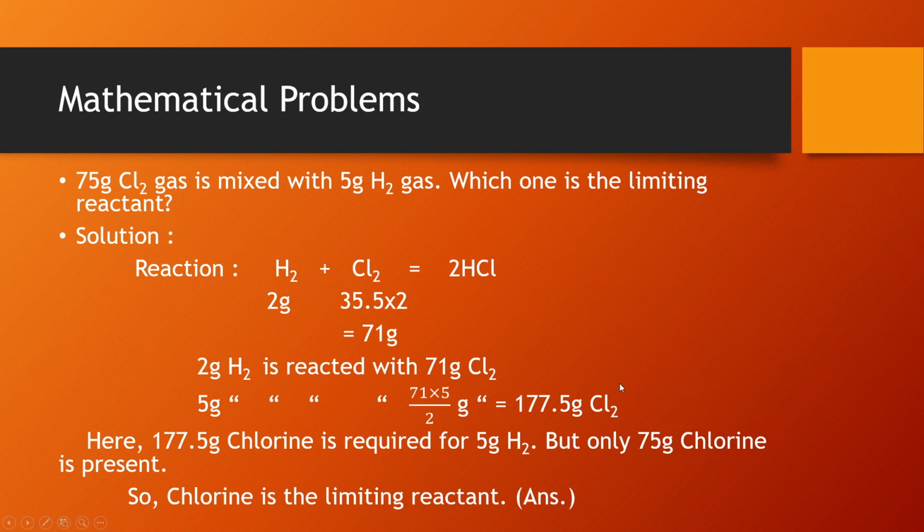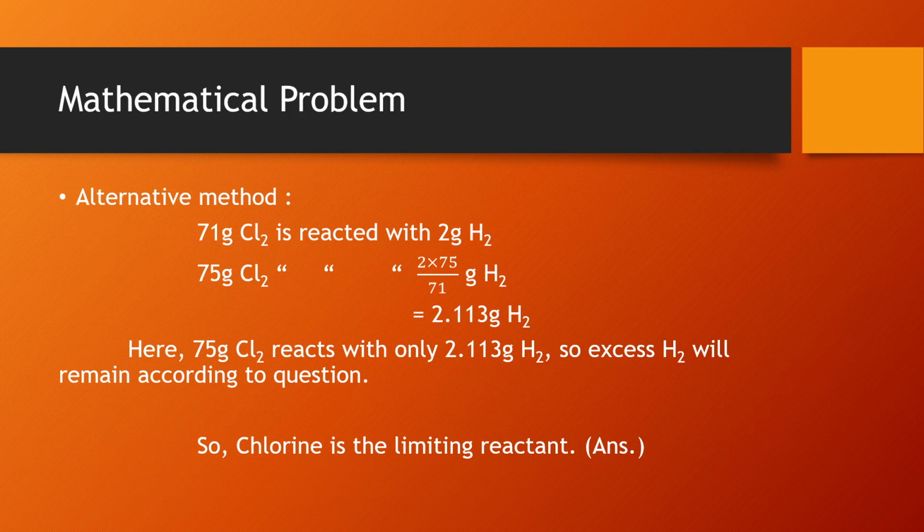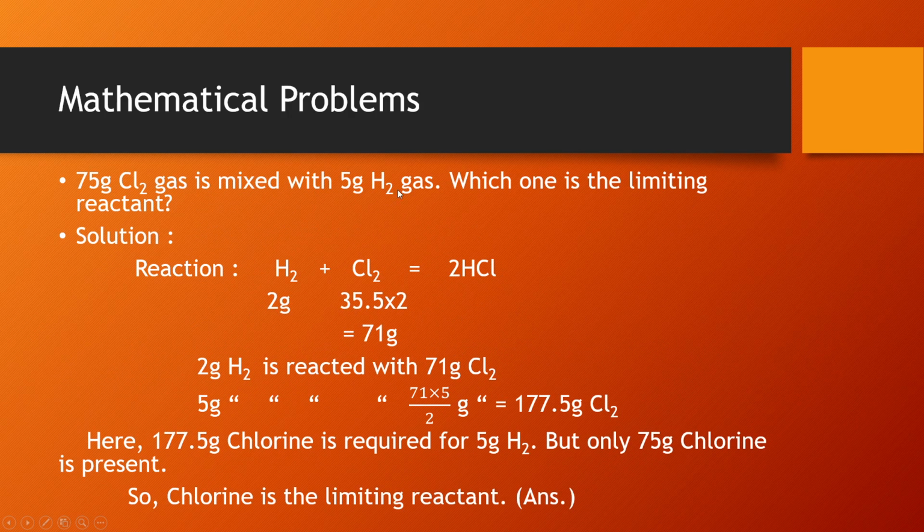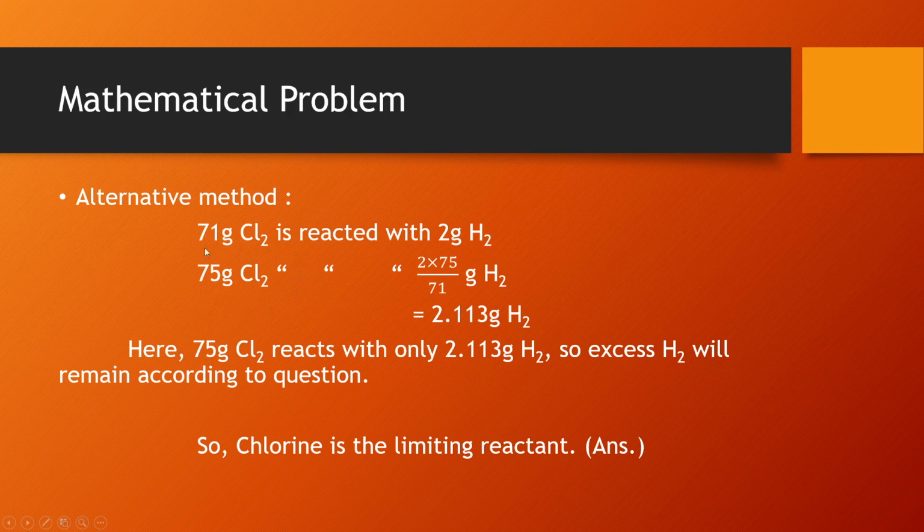So this is a method that we can use, and we can use the opposite method, that is, we can determine the value of hydrogen, that is, how much hydrogen those 75 gram chlorine are reacting with. 75 gram chlorine reacts with only 2.113 gram hydrogen, but the question says that 5 gram hydrogen gas is present. So excess hydrogen will be present in the reaction. So chlorine is ultimately the limiting reactant.